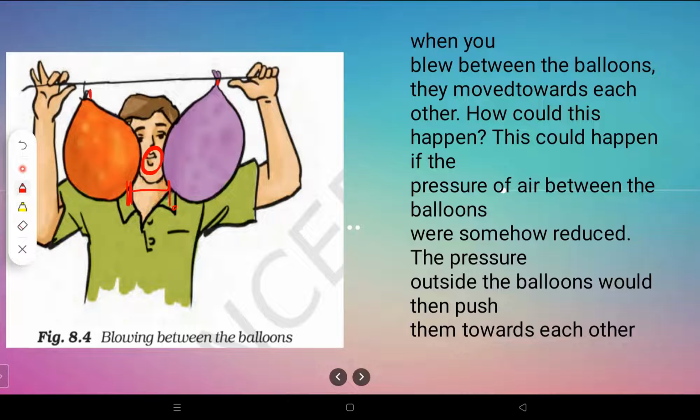Look, when you blew between the balloons, they moved towards each other. And how could this happen? This could happen if the pressure of air between the balloons were reduced. When we blew, high speed air reduced the pressure. As the pressure reduced between the balloons, the outside pressure pushes them towards each other.